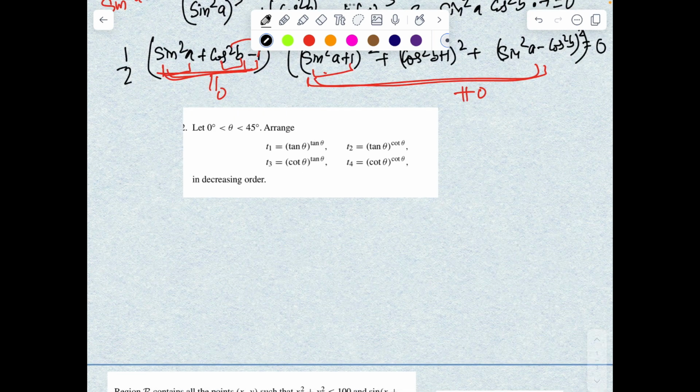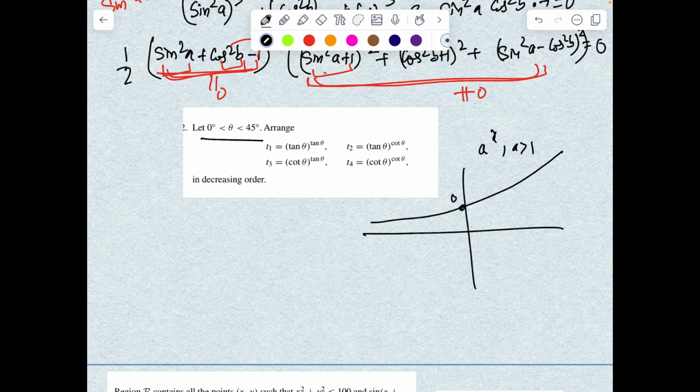Let's move to the third question. So if theta is between 0 to 45, it's completely acute. So you know the graph of the expression a to the power x, when a is more than 1, is strictly increasing, right? So from there we can clearly see first which is more, tan theta or cot theta in this interval. So tan theta graph is going to be like this, and cot theta like this. So between 0 to pi by 4, you can clearly see cot is winning over tan.